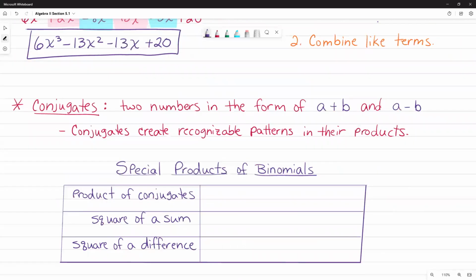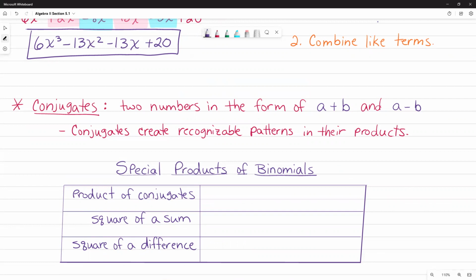All right, there are some very special products of binomials that we need to make sure we have memorized. They sort of are like rules. They will always work this way, and knowing these and having them available and knowing how to use them helps tremendously.